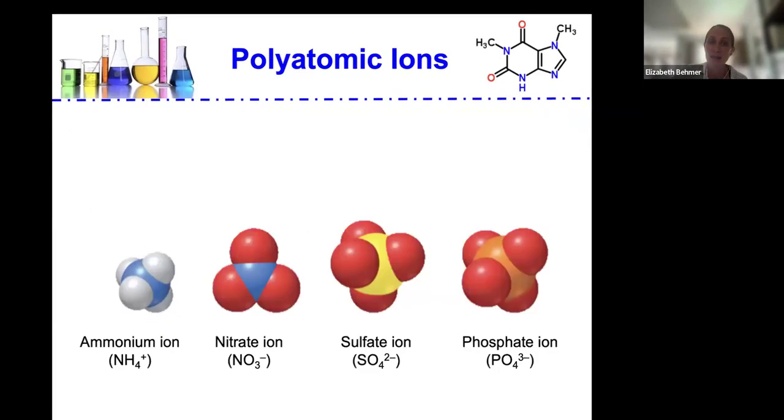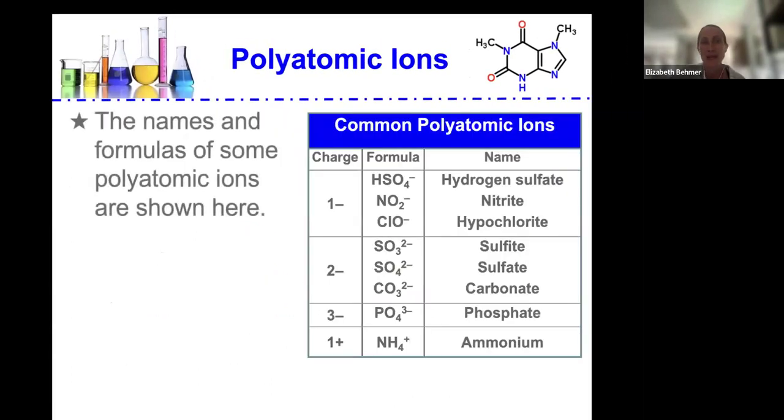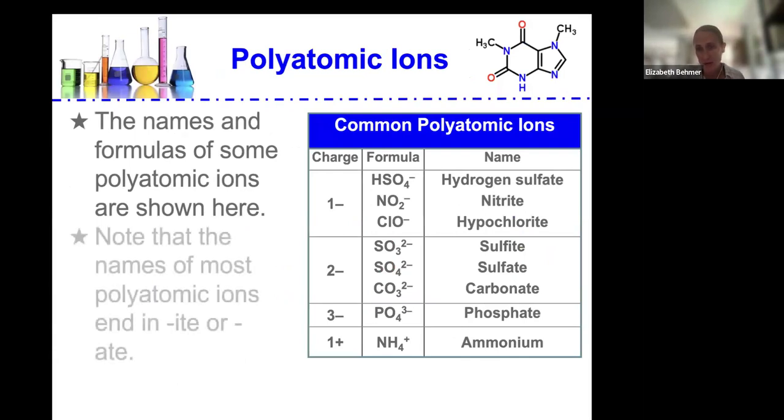That's a polyatomic ion. These are other examples of polyatomic ions. We have ammonium, NH4+, nitrate is NO3-, sulfate is SO4 2-, and phosphate is PO4 3-. The names and formulas of some polyatomic ions are shown here. You can see their charge, their formula, and their actual name. And note that the names of most polyatomic ions end in -ite or -ate.